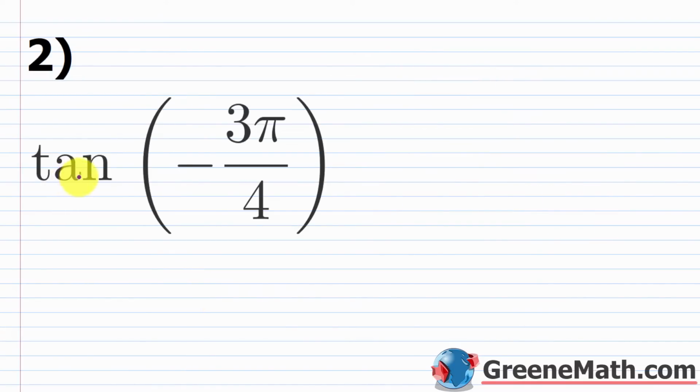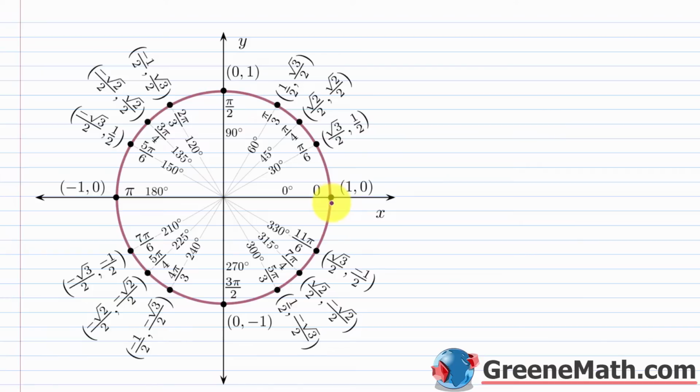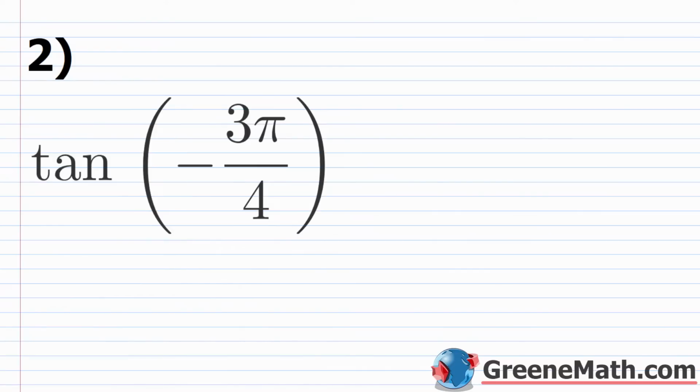So here we have the tangent of negative 3 pi over 4. If you get a negative angle measure, that means you're rotating clockwise. Now you could go on here and figure out what this is, but I think it's just easier if you get a negative angle measure to find the coterminal angle. So I'm going to say negative 3 pi over 4 plus 2 pi, and I'm going to multiply this by 4 over 4, so I have a common denominator.